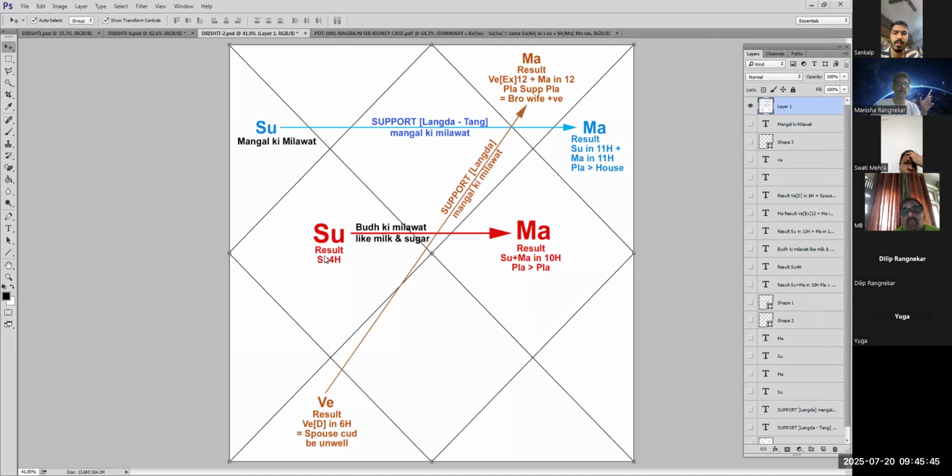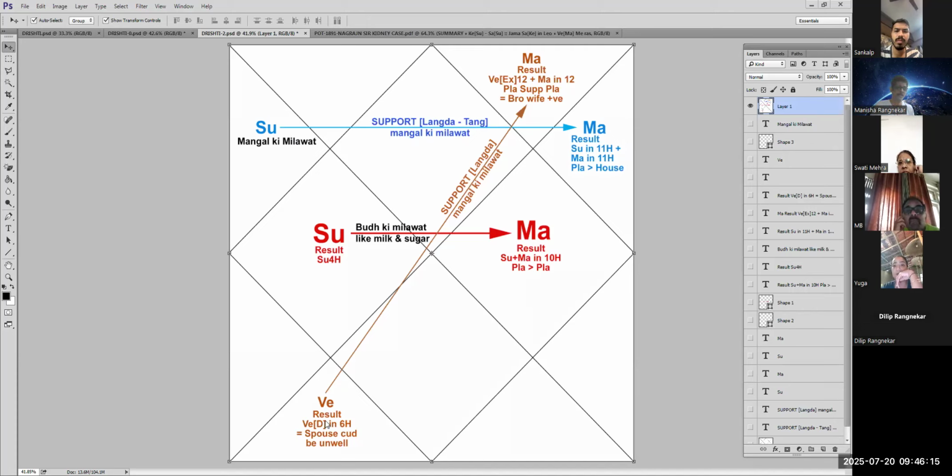Please understand one thing. 100% drishti, sun will go to Mars and sun plus Mars ka effect will come here. Sun going to Mars here, it will be Mars in 11th house, sun in 11th house. You understand? That is the difference over here. So it is called a support system. Langde ko tang dena aisa they call. It is called Mangal ki milawat. Okay. Similarly, it's a little different over here. In the 25%, it is also called Mangal ki Milawat.